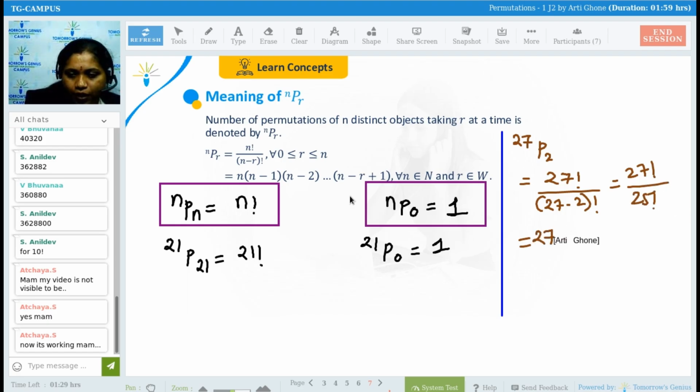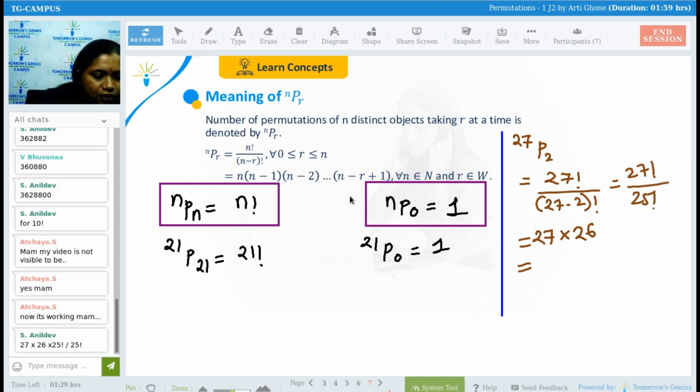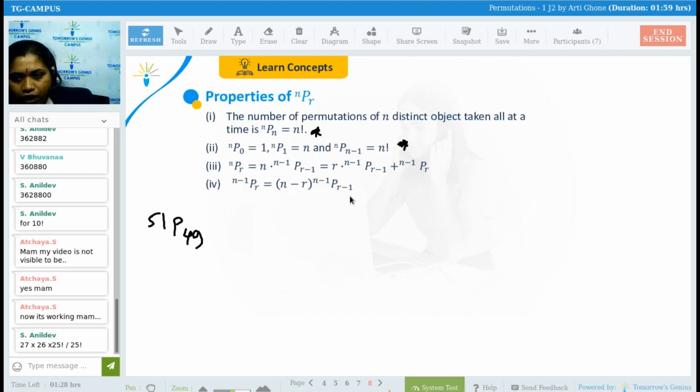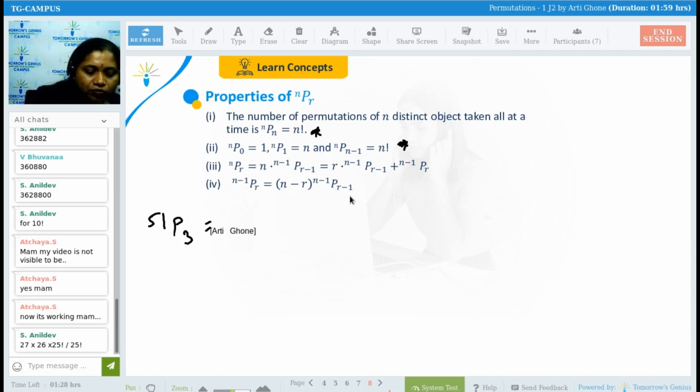So it is 27 into 26 into 25, 25 gets cancelled, and whatever the answer of the multiplication, that will be your final answer. Clear? So 702 will be your final answer. This is what I am showing. Now take it for your reference. Just solve this one with 3: 51P3.